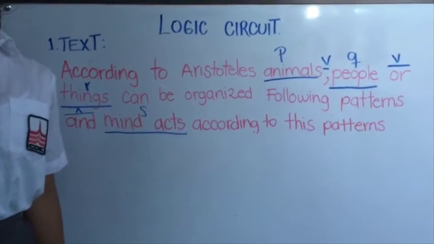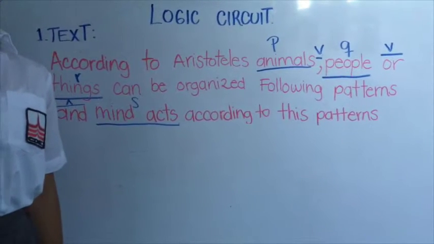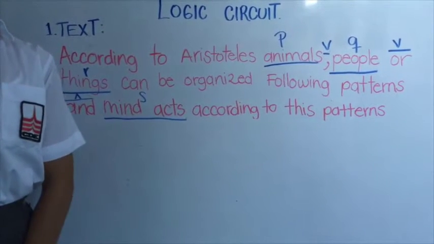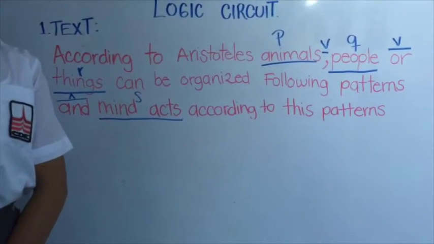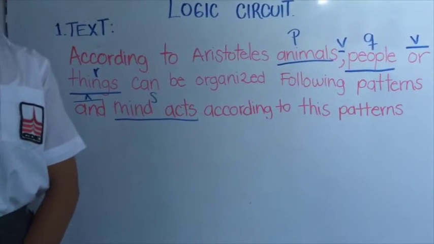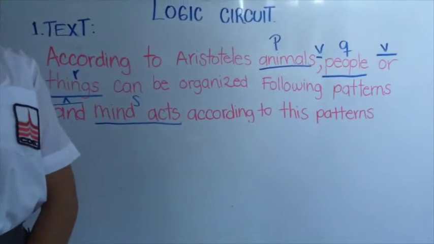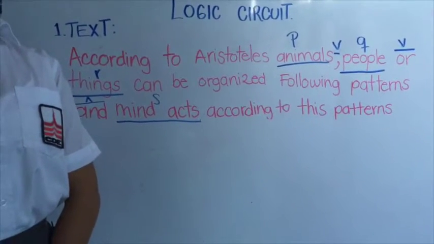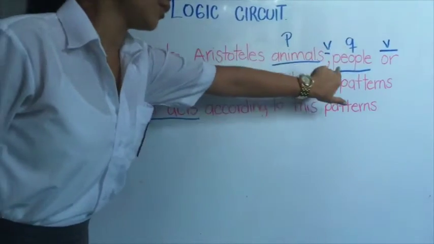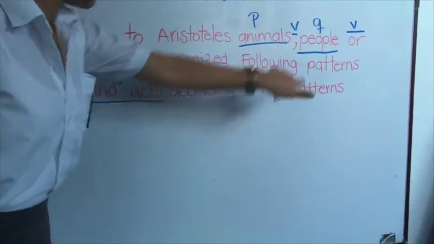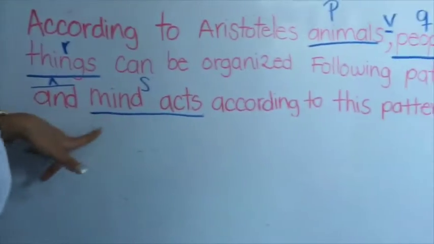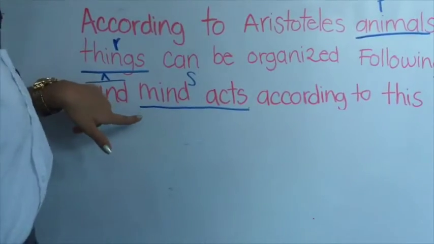Going to talk about a logic circuit in 4 steps. First, text. According to Aristotle, animals, people, or things can be organized following patterns, and mind acts according to these patterns. P is going to be animals. Q is going to be people. R is going to be things. And S is going to be mind acts.